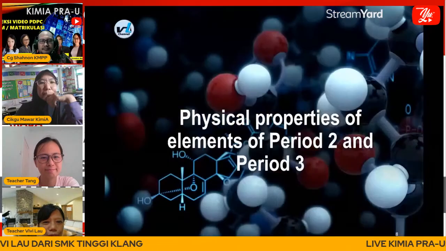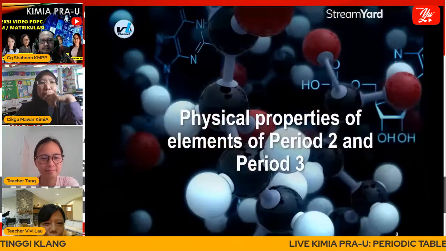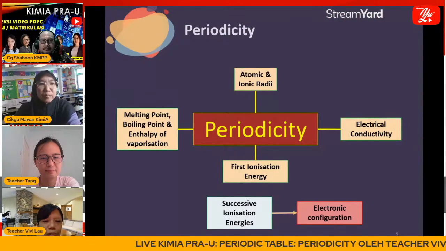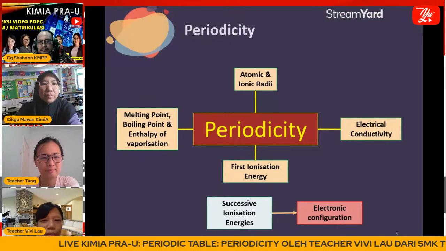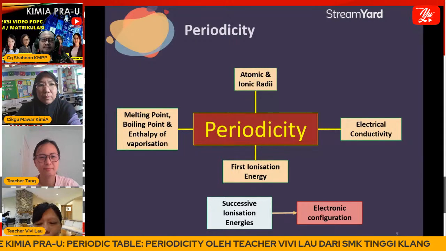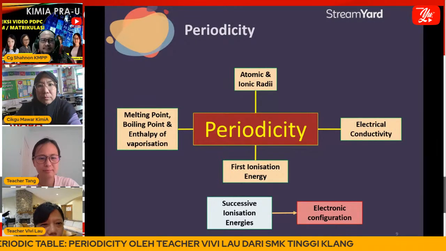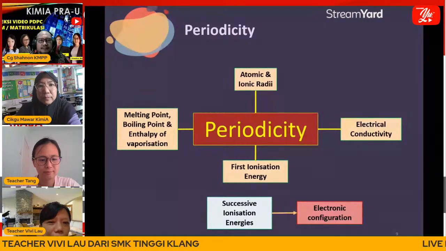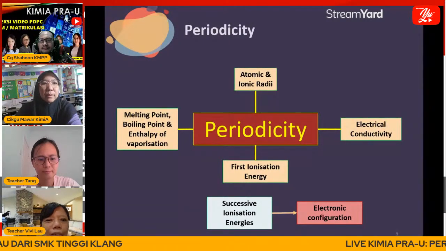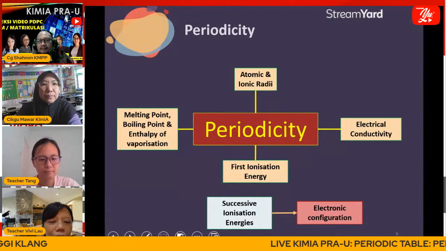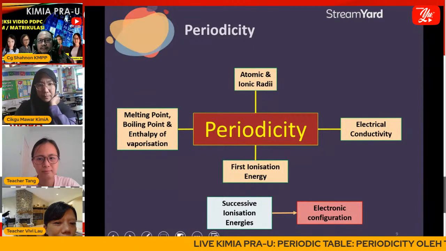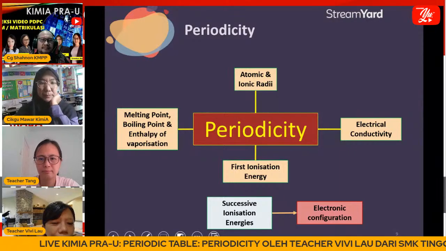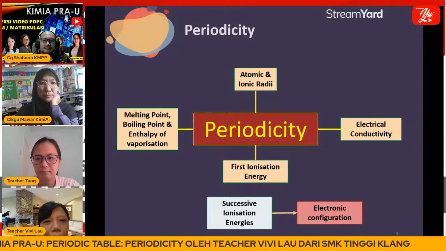So today we will learn about physical properties only. For periodicity, we study the trend across the period. The physical properties we are going to discuss are first atomic size, ionic size, then followed by melting point, electrical conductivity, and ionization energy.